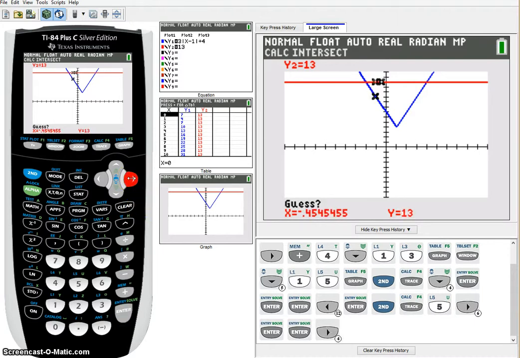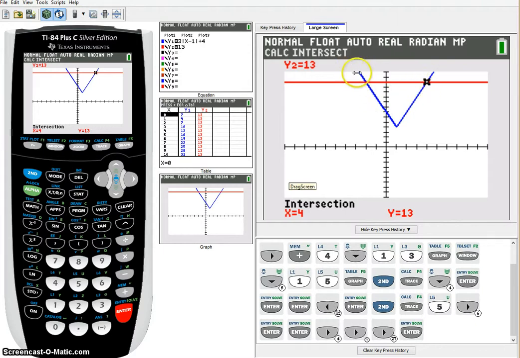And we want to scroll right this time until we're closer to the other intersection. And it's somewhere around there. We hit enter, and it spits out an answer of 4. So that confirms our calculations algebraically, of -2 and 4 being the points where they're equal.